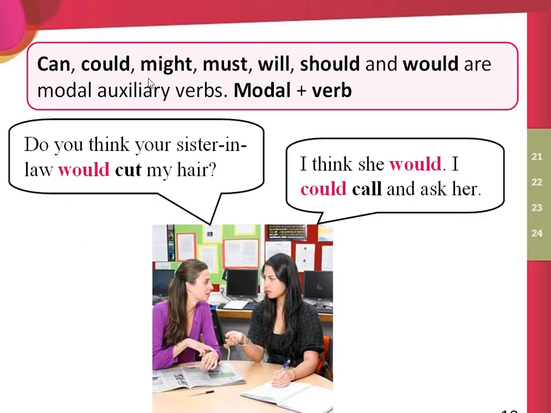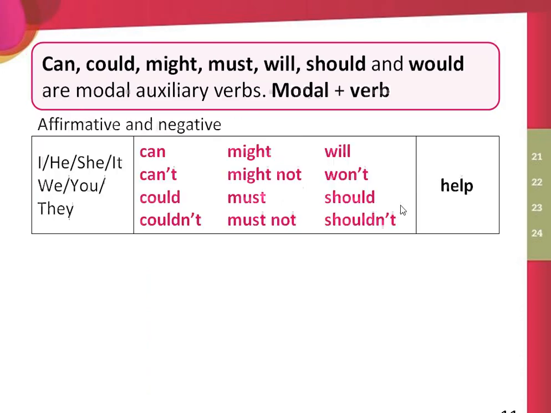Can, could, might, must, will, should, and would are modal auxiliary verbs. So we have modal plus verb. Example sentences: do you think your sister-in-law would cut my hair? I think she would. I could call and ask her.